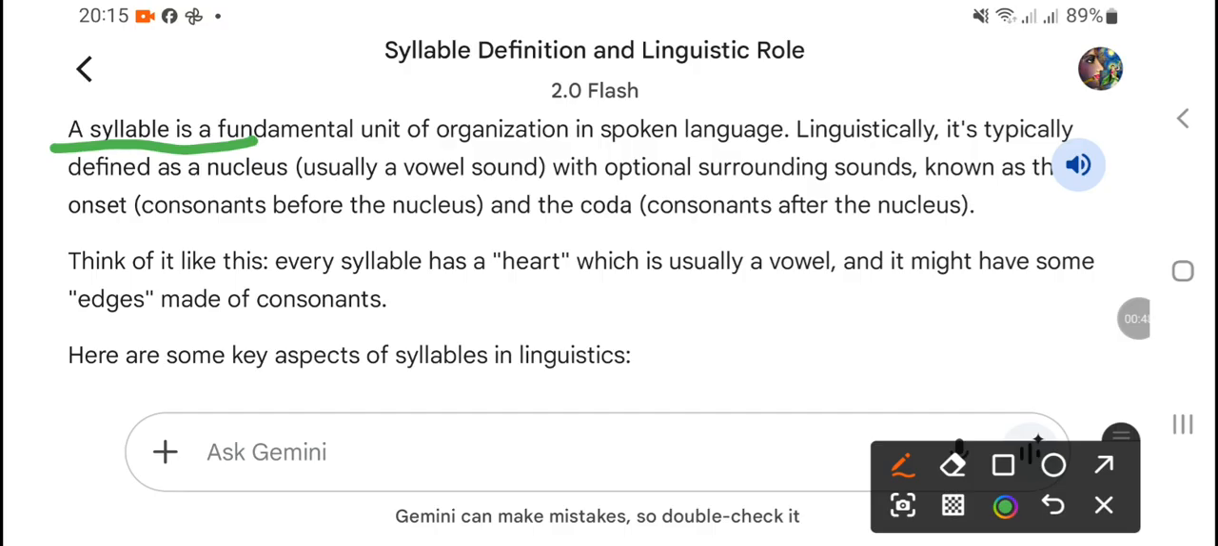Means if you cut the sentence, it can be cut phrase-wise, then into words, and when you cut the word, the last or basic unit of a word is made up with the help of syllables. There may be one syllable, two syllables, three syllables. This is the meaning of syllable. What is syllable? Syllable is the very basic unit of a sentence. This way you can understand.